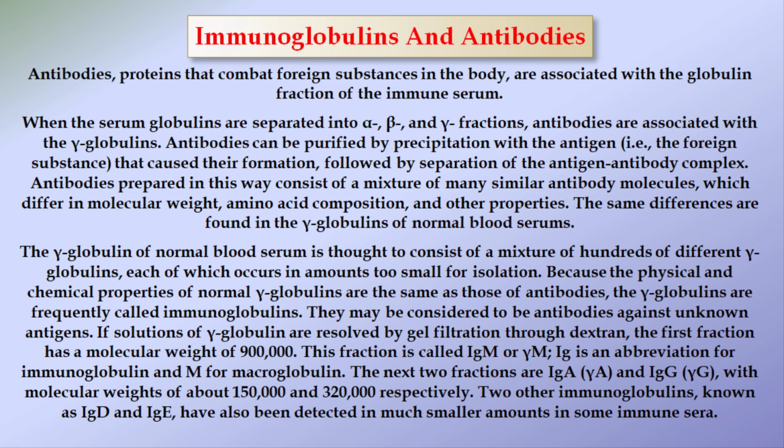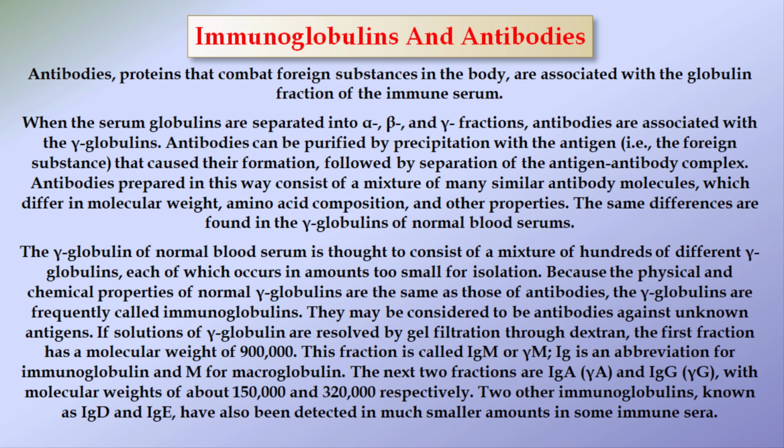Because the physical and chemical properties of normal gamma globulins are the same as those of antibodies, the gamma globulins are frequently called immunoglobulins. They may be considered to be antibodies against unknown antigens. If solutions of gamma globulin are resolved by gel filtration through dextran, the first fraction has a molecular weight of 900,000. This fraction is called IgM or gamma M. Ig is an abbreviation for immunoglobulin and M for macroglobulin.